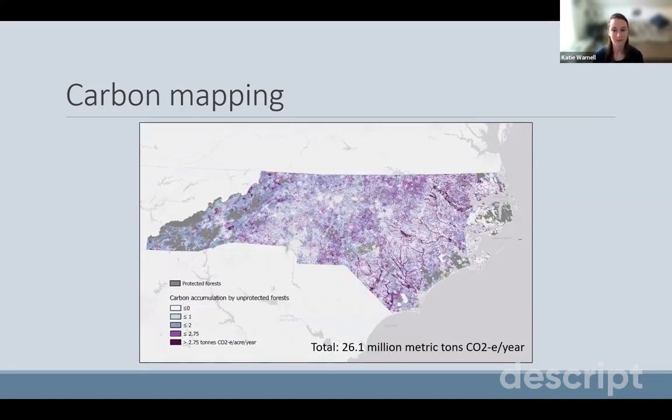We also looked at how much carbon these existing unprotected forests are sequestering annually. So versus stock, which is what's kind of sitting there in the forest, sequestration is what's being added every year. And the total is about 26 million metric tons of carbon dioxide equivalent every year. For context, our state's gross emissions in 2017 were about 150 million metric tons. So these forests are really offsetting a significant portion of the state's emissions.